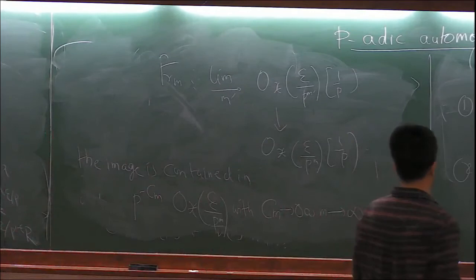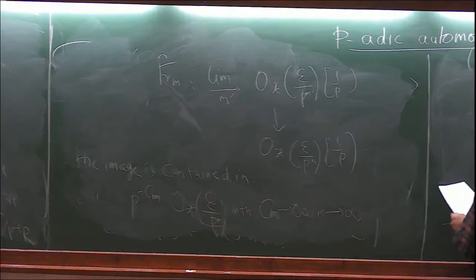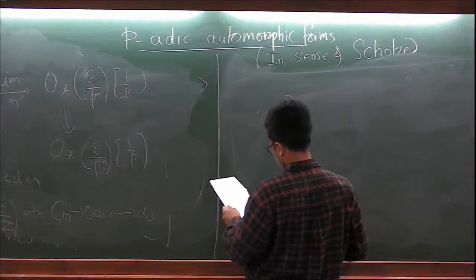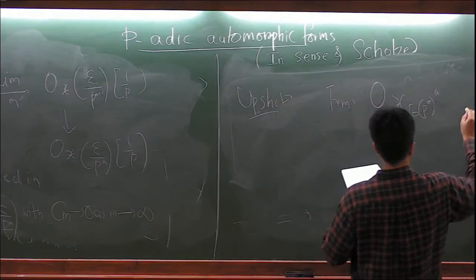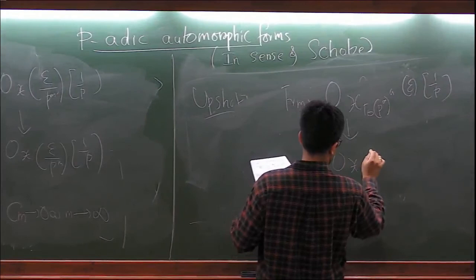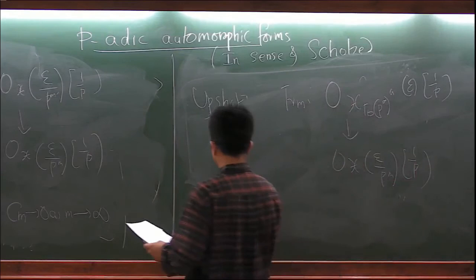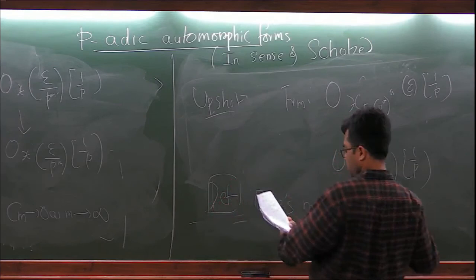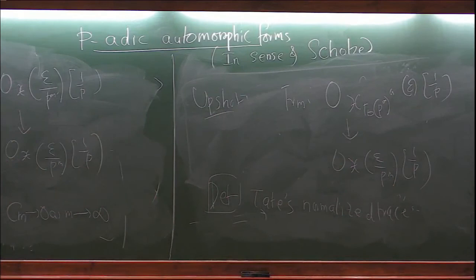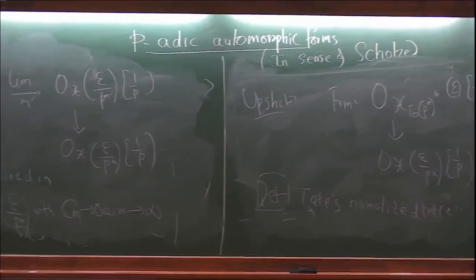So the upshot is the following. You have this map, and it's going to give you a map. This is the definition of Tate's normalized traces. And now once you have that, this follows. And so I just erased it.